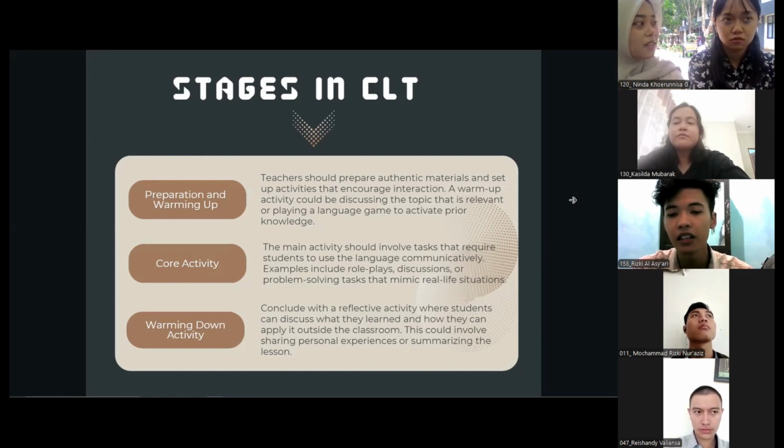These activities are a structured yet flexible way for students to practice language in a context similar to everyday interaction, building confidence and fluency through practical application.